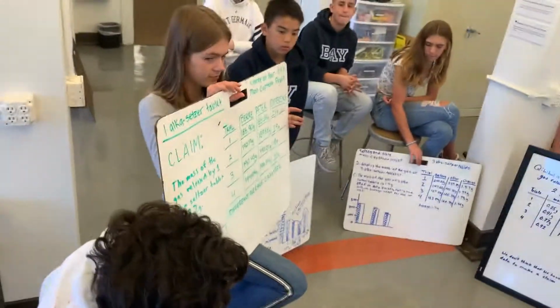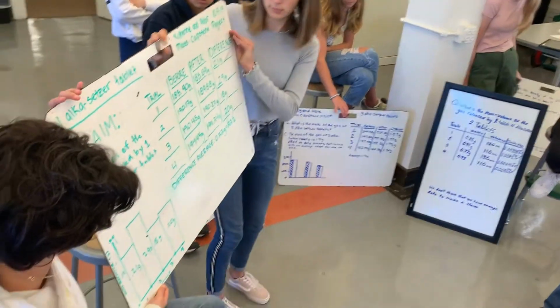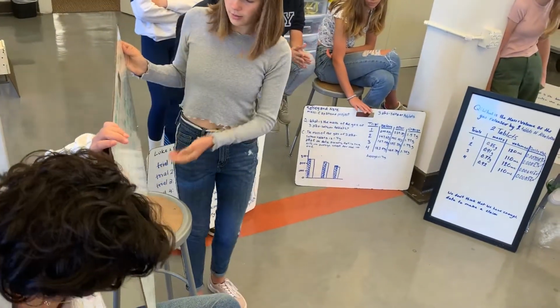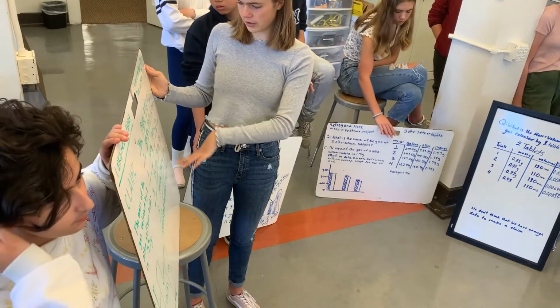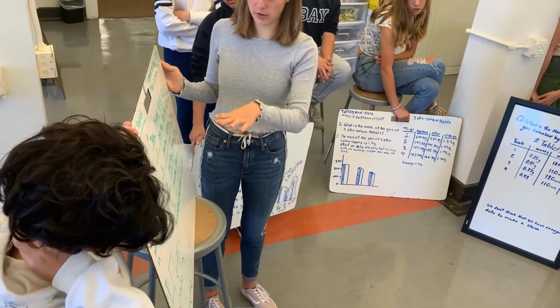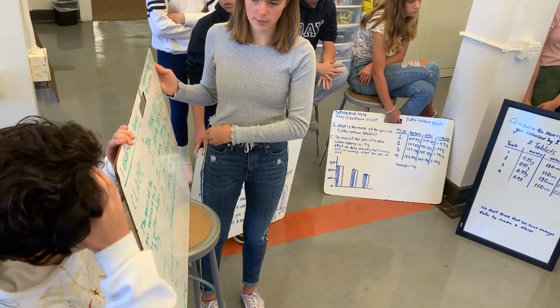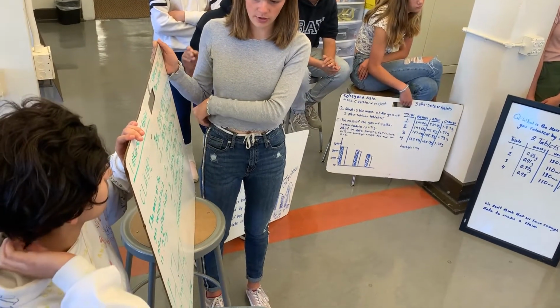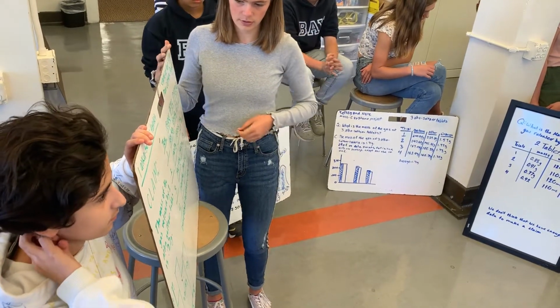So this is our data for the mass of gas released by 1 Alka-Seltzer tablet. We measured the before and after and the difference, and then we averaged it, and that was 0.22 grams. So our claim was that the mass of gas released by 1 Alka-Seltzer tablet is 0.22 grams.